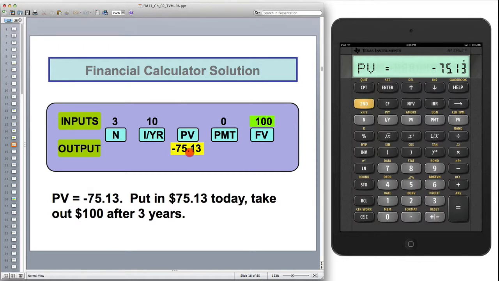The interpretation of this is this. If you deposit $75.13 in a bank today that is offering you 10% and you do not touch that money for 3 years, it will result in $100 at the end of 3 years. That concludes a tutorial on the concept of present value and future value.